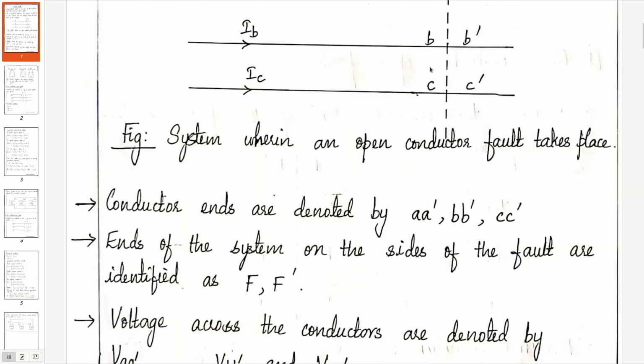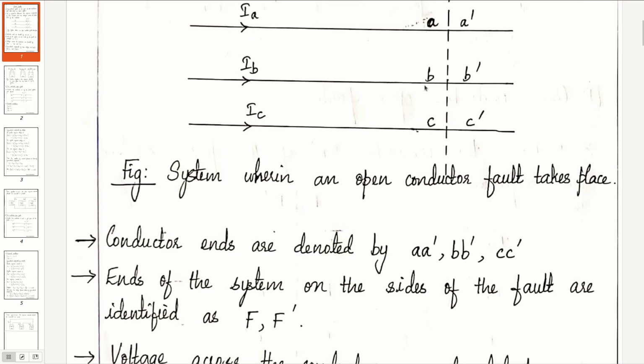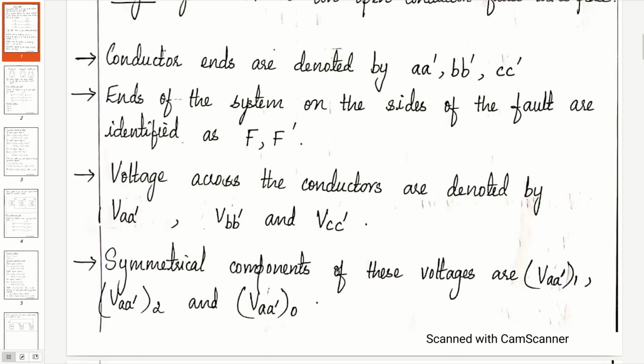So we denote the voltage across the conductors as VAA dash, VBB dash and VCC dash. The symmetrical components of these voltages are taken as VAA dash 1, VAA dash 2 and VAA dash 0: the positive sequence component, negative sequence component and zero sequence component of the voltage VAA dash.